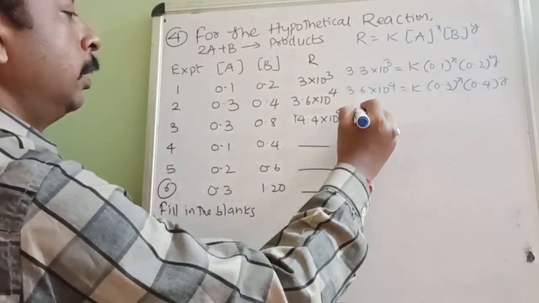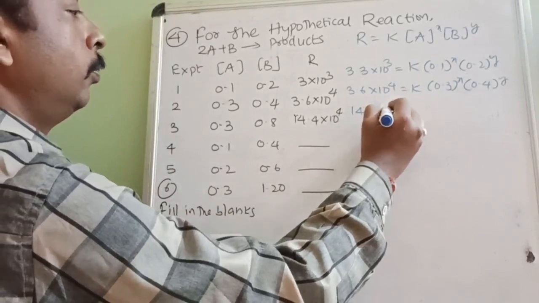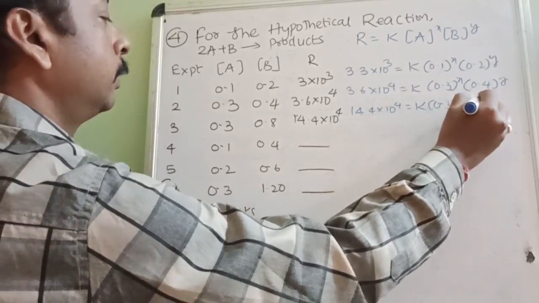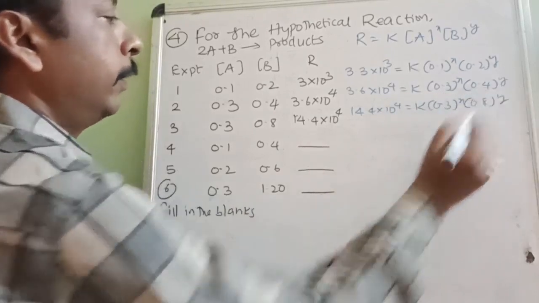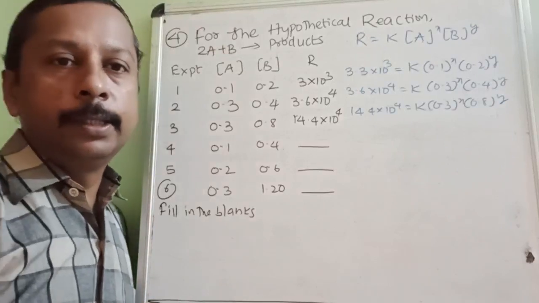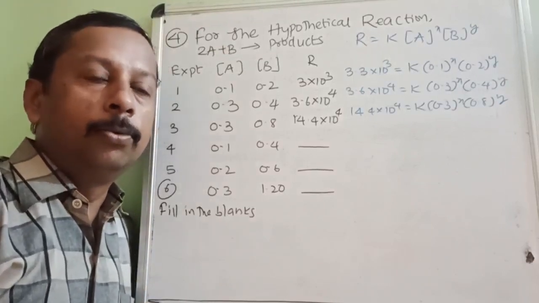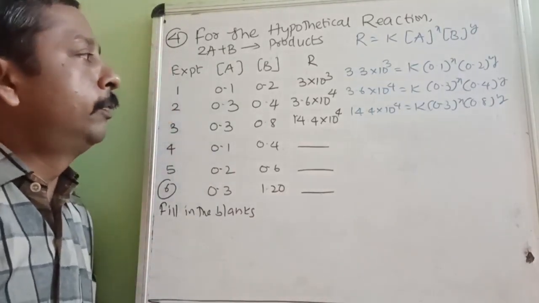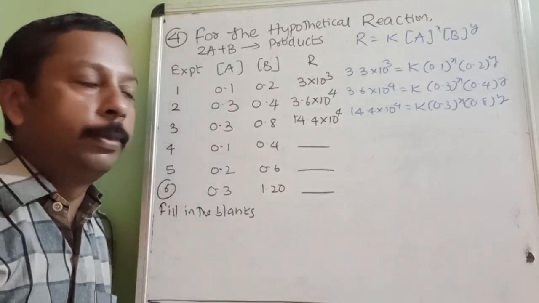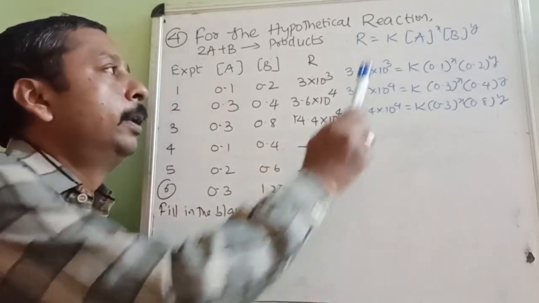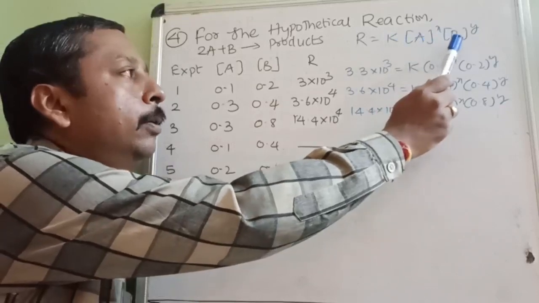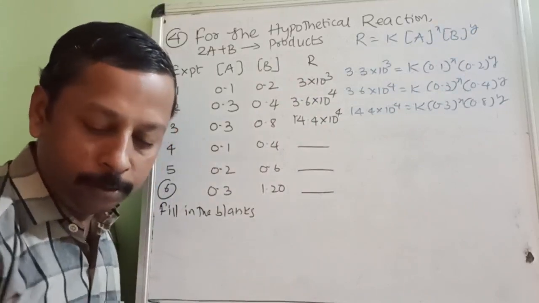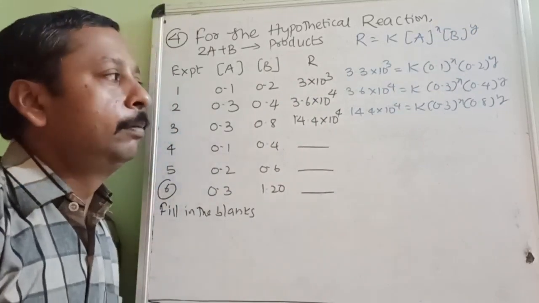Next is 14.4 into 10 to the power of 4 is equal to K into 0.3 to the power of X and 0.8 to the power of Y. By using these three equations, I am planning to find out X and Y. After that I have to find out K also, because all three are necessary. I got this in the question: X, Y and K. So how many things do we have to find out? Three things.